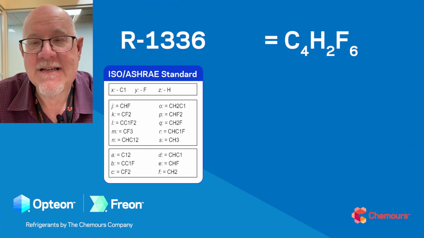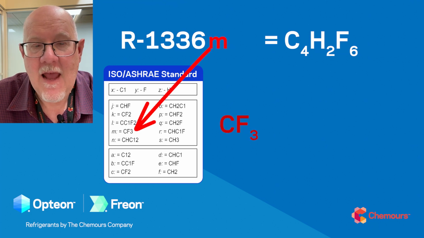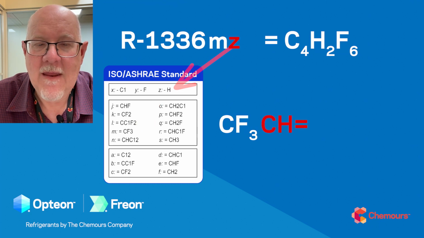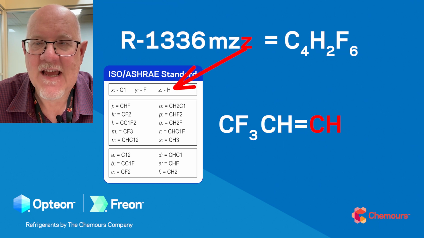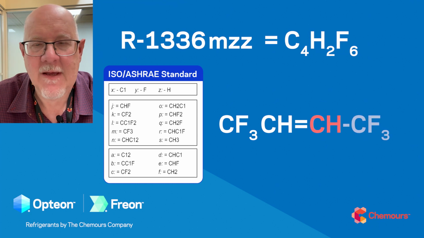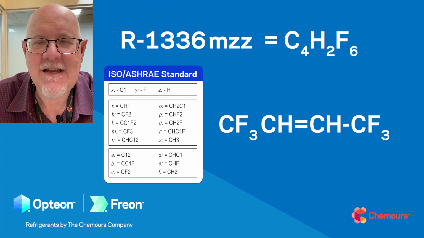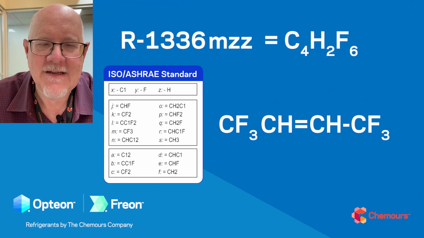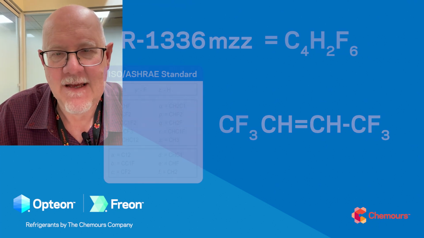So if we look at mzz, the M will tell us that we start with a CF3, and then Z being a CH, that's going to be on the double bonded carbon. Then we have another Z, so it's another CH, and again, the end is already defined by what we have left over, so that would be a CF3. So 1336mzz, a component of a pure fluid being looked at for some heat pump applications, also in low pressure chillers. But again, CF3, CH double bond CH, CF3 is the molecular structure for 1336mzz.